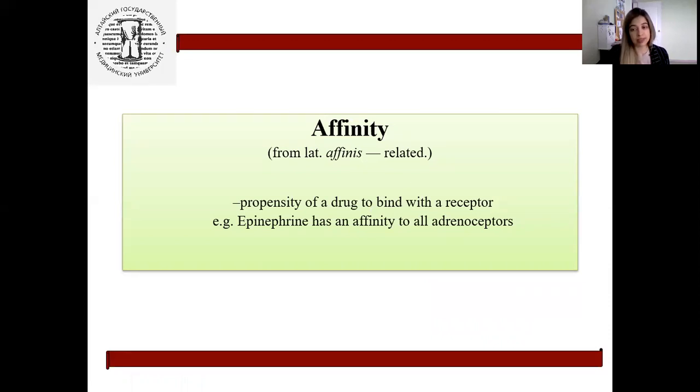Okay, what is it? Affinity. Affinity is a very important word. Affinity is the propensity of the drug to bind with the receptor, which can be more or less. For example, epinephrine has an affinity to all adrenal receptors. Like in biochemistry, you already studied that not all molecules can attach to all the proteins. Some of them have a special structure which can be suitable for each other. If they suit each other, then it means they have affinity.